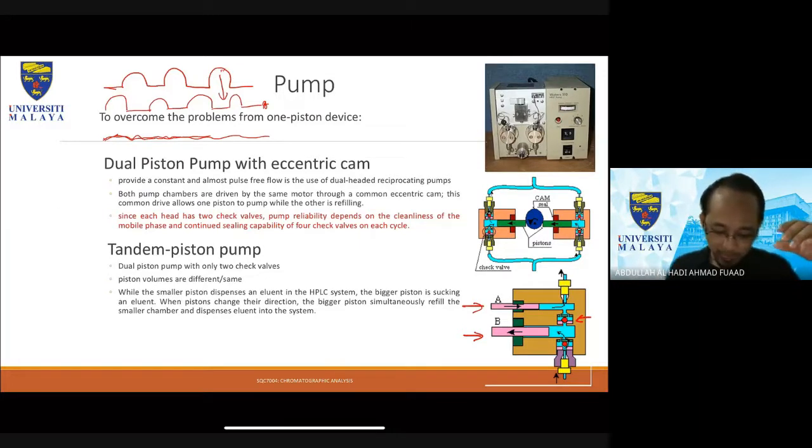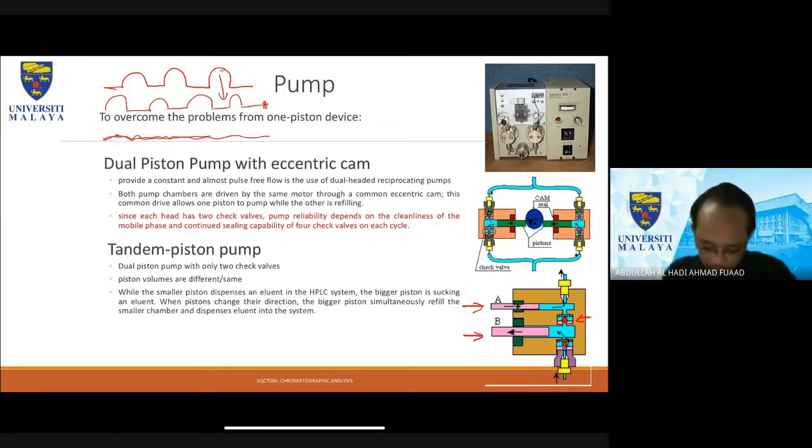So in dual piston pumps with only two check valves, the piston volumes are different, and can be different sizes or the same. While the smaller piston dispenses the eluent into the HPLC system, the bigger piston is sucking in the eluent. When the pistons change direction, the bigger piston simultaneously refills the smaller chamber and dispenses the eluent to the system. So it's kind of a complementary system as well, as a two piston pump.